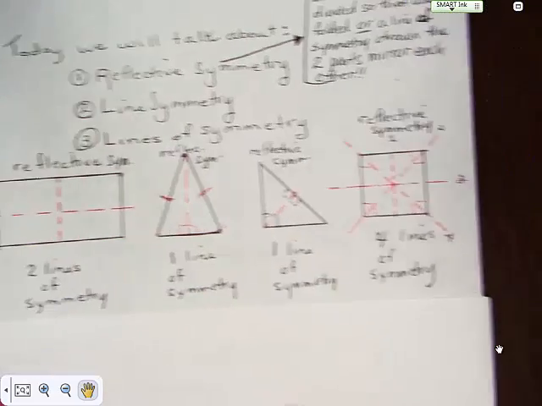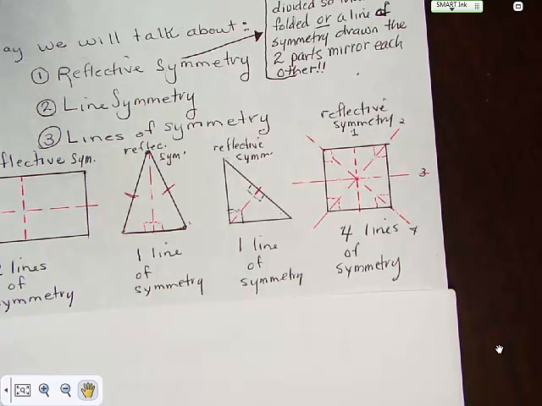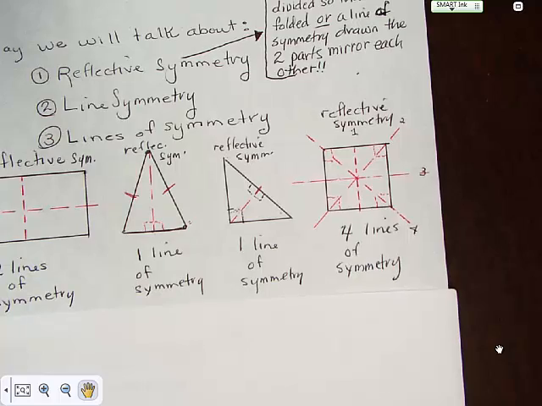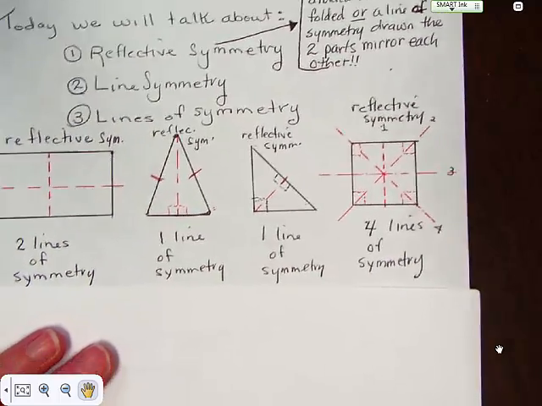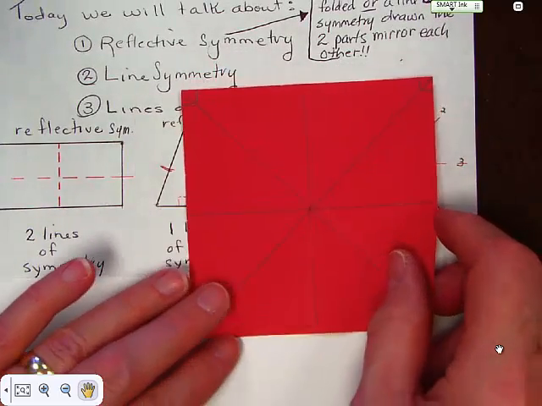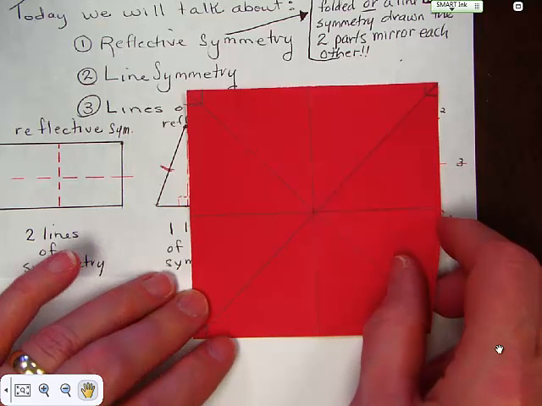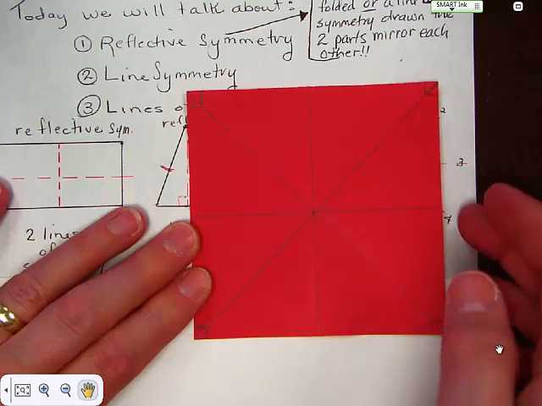The last one I want to show you is a square. Now square is kind of cool because it has four lines of symmetry. And if you look at the example, and be sure, like I said, be sure you draw these into your notes. Here is a larger picture of a square, and I know you know this, but all four corners are 90 degrees.